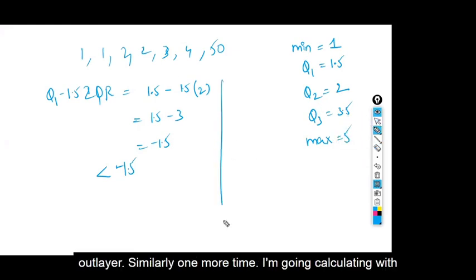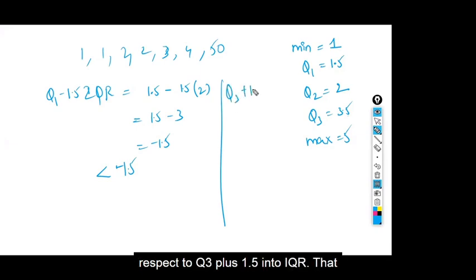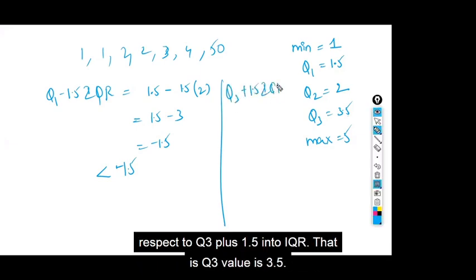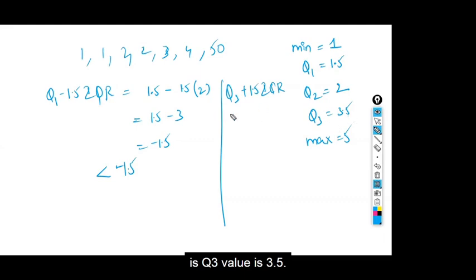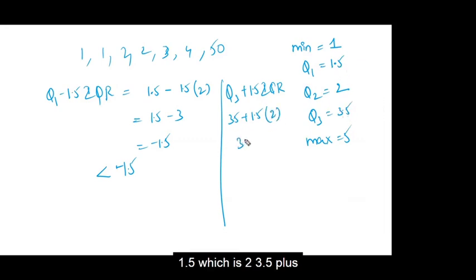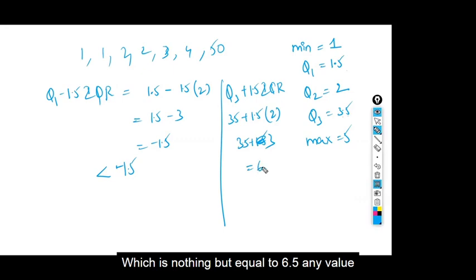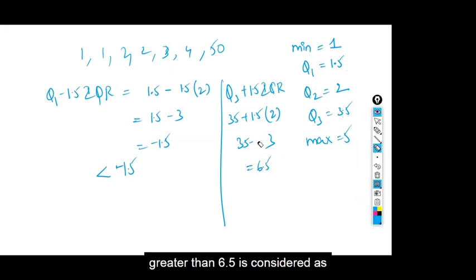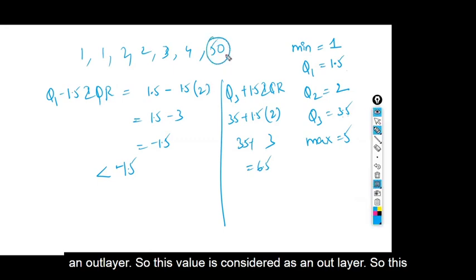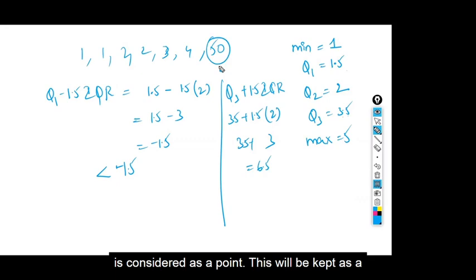Similarly, one more time, I'm calculating Q3 plus 1.5 into IQR. Q3 value is 3.5 plus 1.5 into (3.5 minus 1.5), which is 2. So 3.5 plus 3, which is equal to 6.5. Any value greater than 6.5 is considered an outlier. So this value is considered an outlier, and this is considered a point.